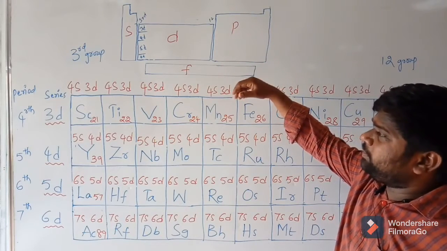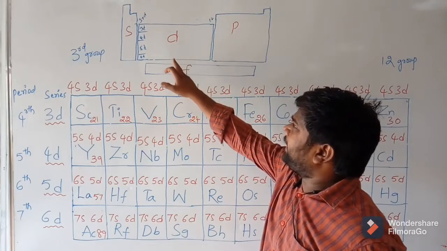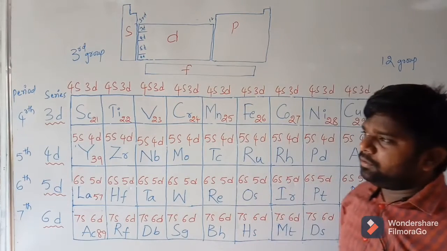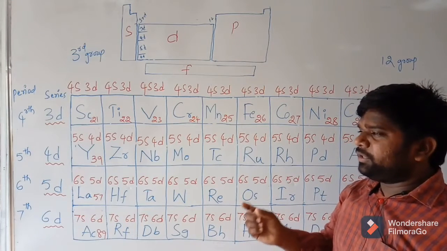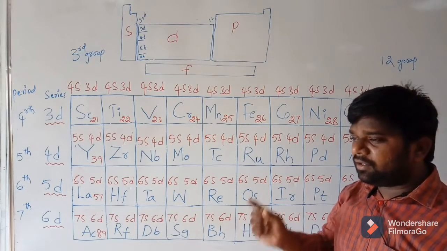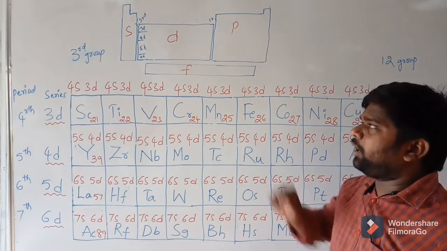If the differentiating electron is present in the D orbital, those elements belong to the D block, and the same for the F block also. Every element has a particular atomic number and its electron configuration. In the outermost electron configuration, the orbital in which the differentiating electron is present decides the block it belongs to.